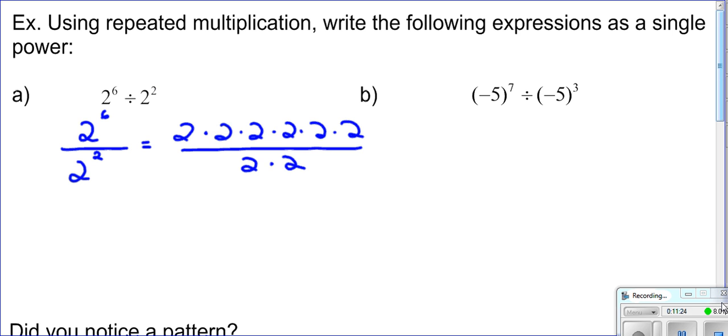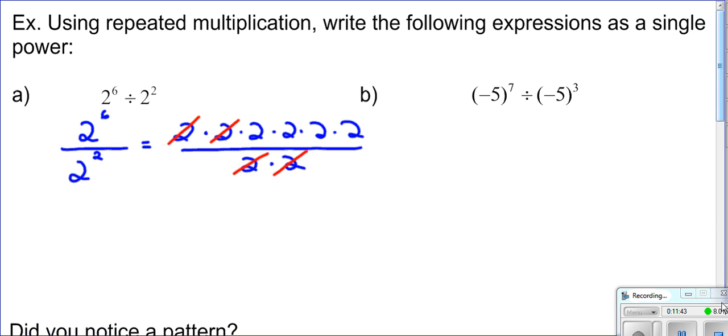So hopefully you remember, if not, I'm going to remind you that when you have something divided by itself, you get a value of 1. Okay, so 2 divided by 2, that cancels out to 1. 2 divided by 2, that cancels out to 1.